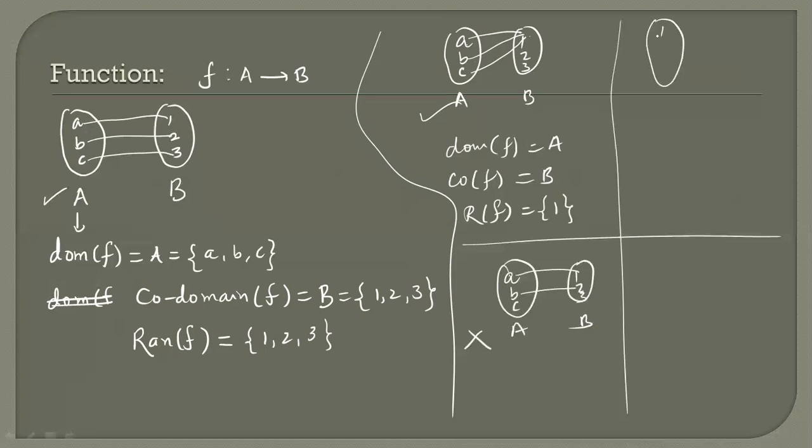What about case 4? A, B, C and 1, 2, 3. A is going to be 1, B is going to be 2, C is going to be 3, and B is going to 1 also. Is it a function? It is not a function because B is not getting one value. It is getting two values. According to the definition of a function, each element is assigned one and only one element of B. So it is not a function.